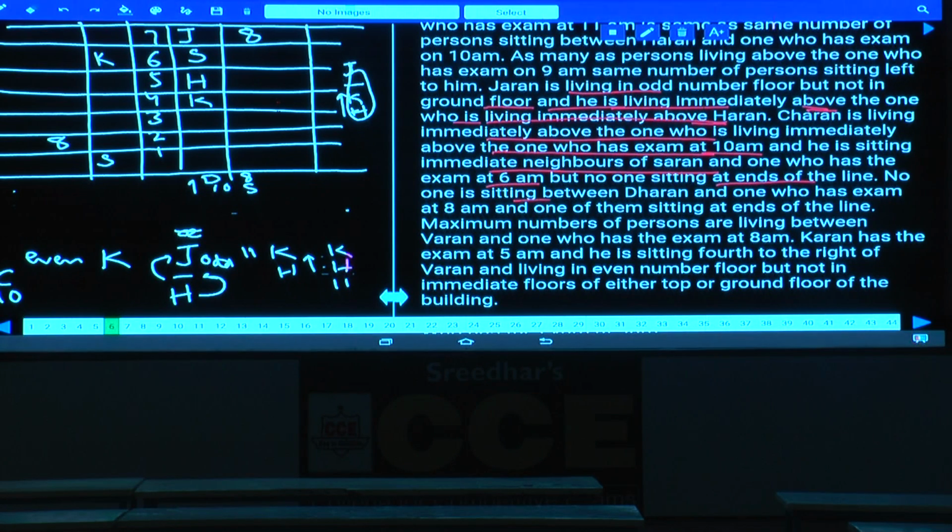No one is seated between Dharan and the one who has the exam. Here again he is talking about sitting. Maximum number of persons are living between Varan and the one who has the exam at 8 o'clock. And this V must be at this place.